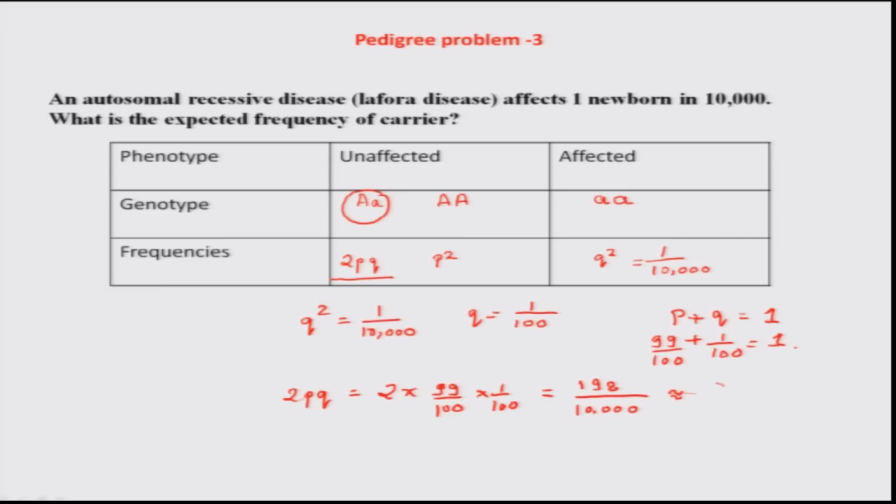Approximately we can say 200 by 10,000, which would be 1 by 50. So, we know that the expected frequency of the carriers would be 1 by 50, that is every one individual in 50 would be a carrier for this disease. Now, let us look at another problem which is related to the same.